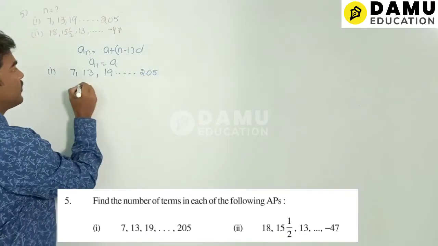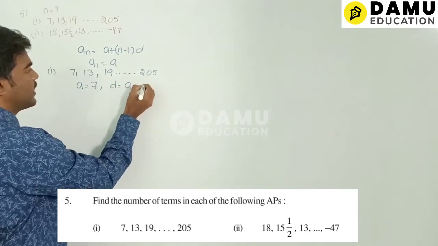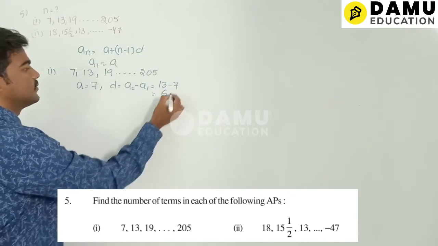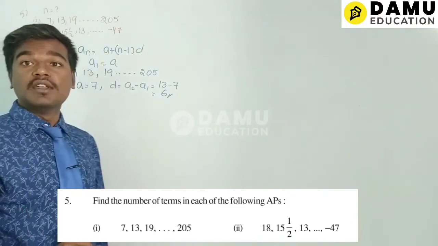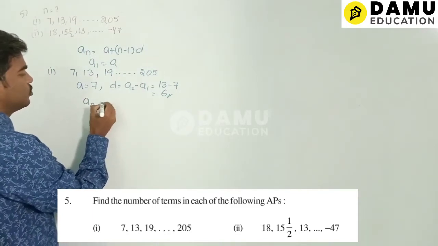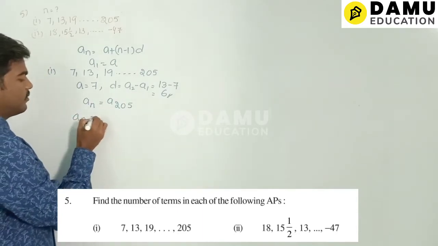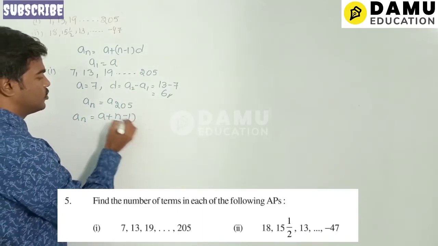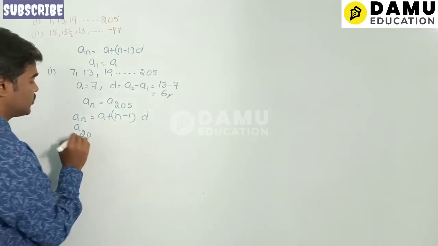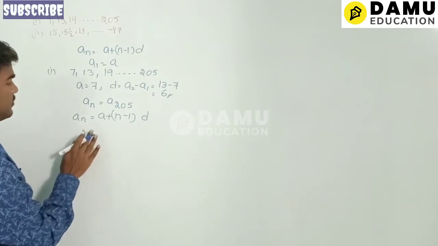So for that we need to find here A equals 7 and the common difference equals A2 minus A1. A2 is 13 minus 7, we will get 6. So 13 minus 7 is 6. So this is the common difference, and An will be equal to, let's take A205. So the nth term An will be equal to A plus (n minus 1) into D. So A205, the last term, is An, which is 205.